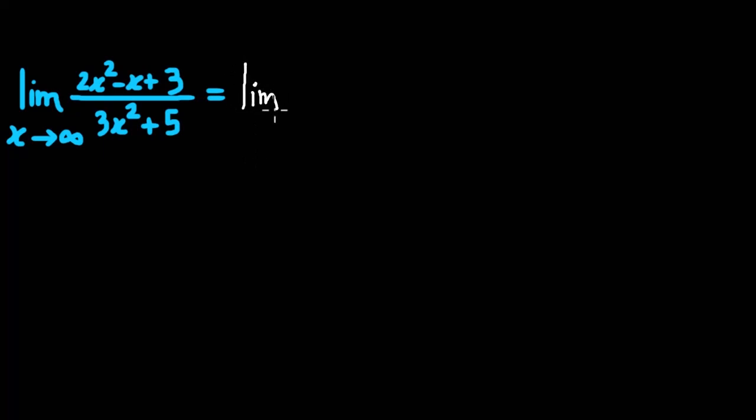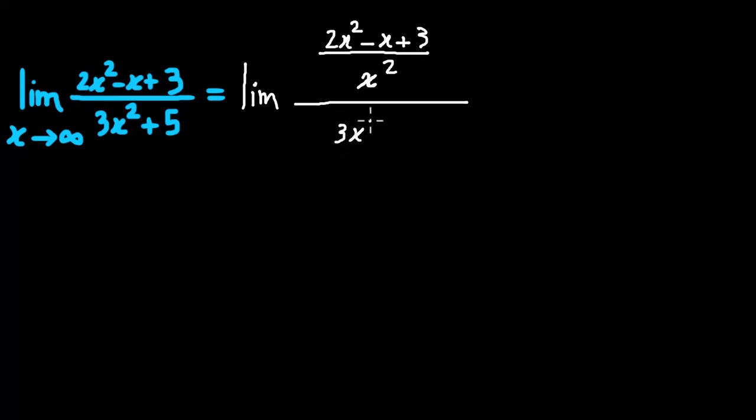The limit of (2x² - x + 3) over x², and in the denominator we have (3x² + 5) over x², as x approaches infinity. We need to simplify the numerator and denominator.